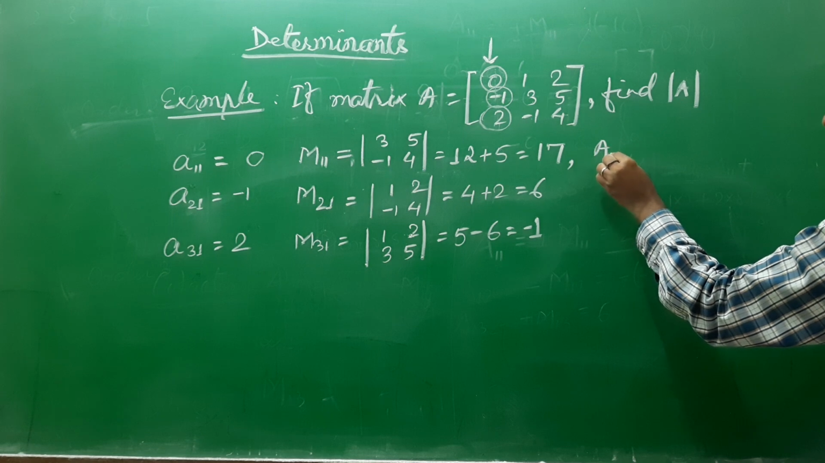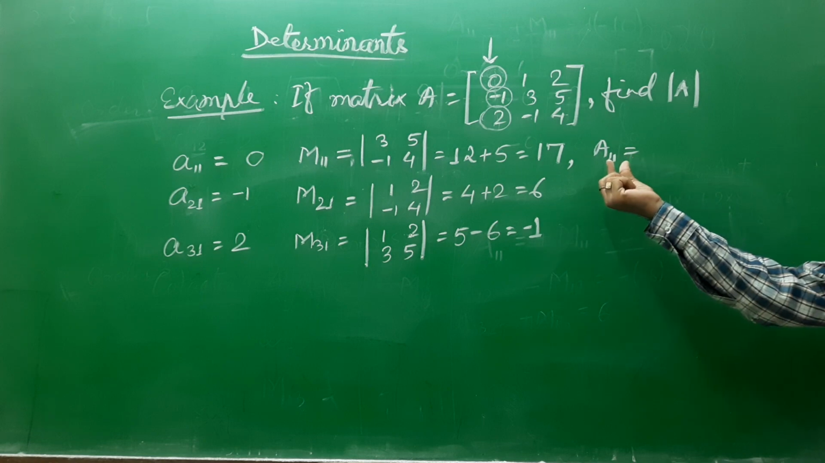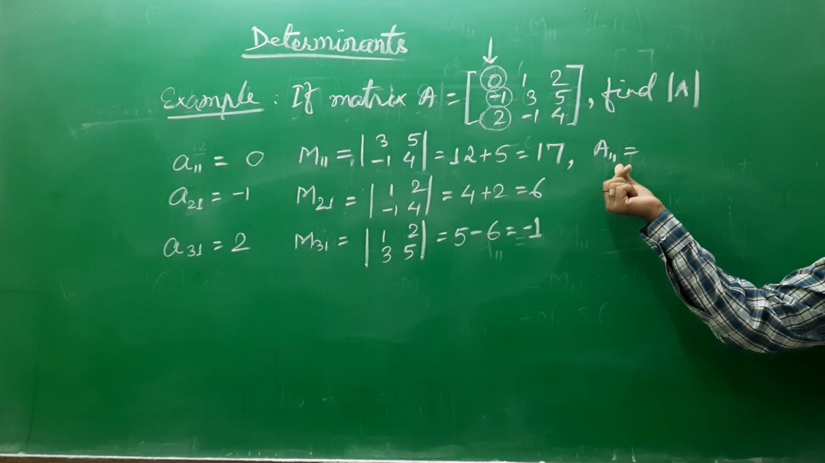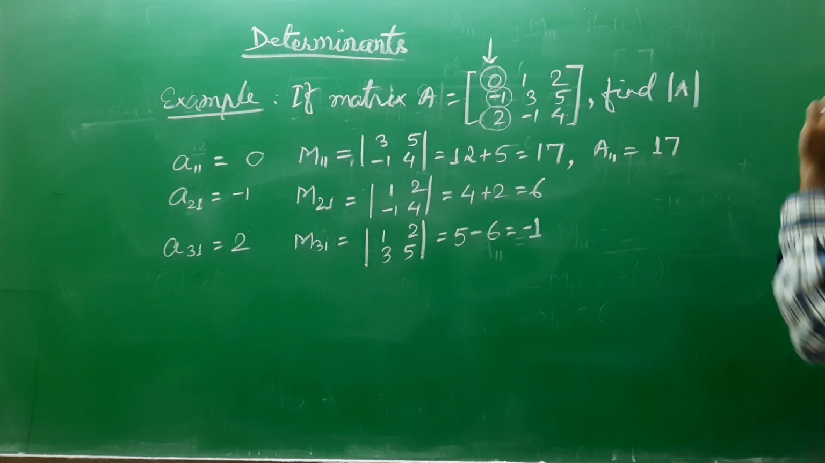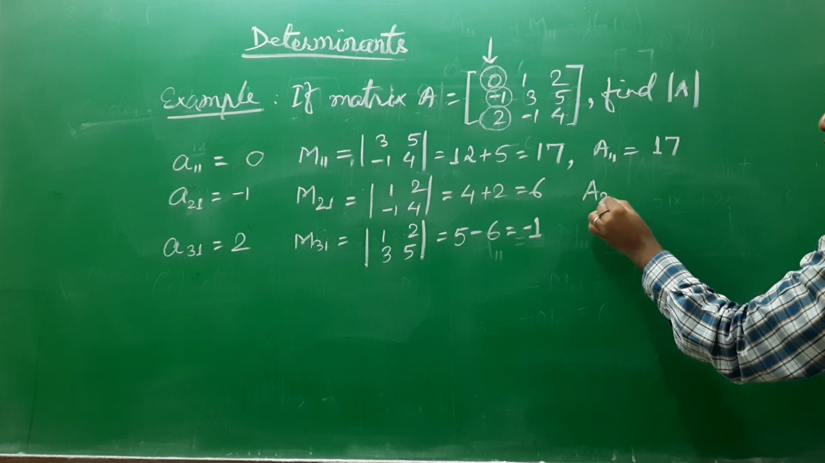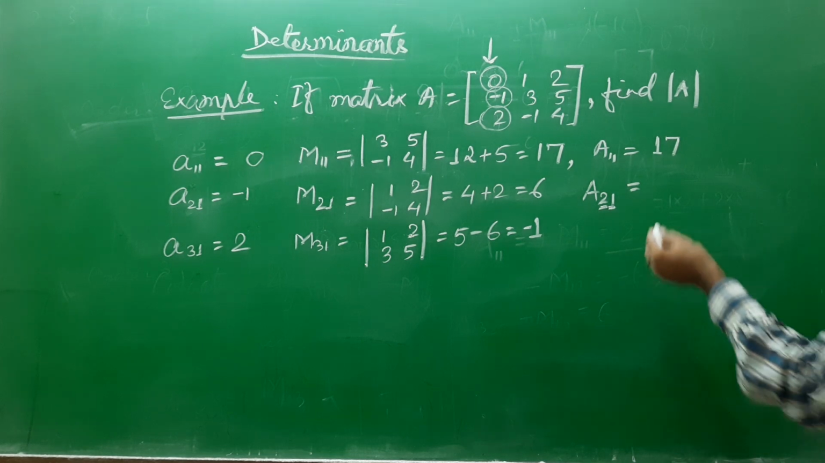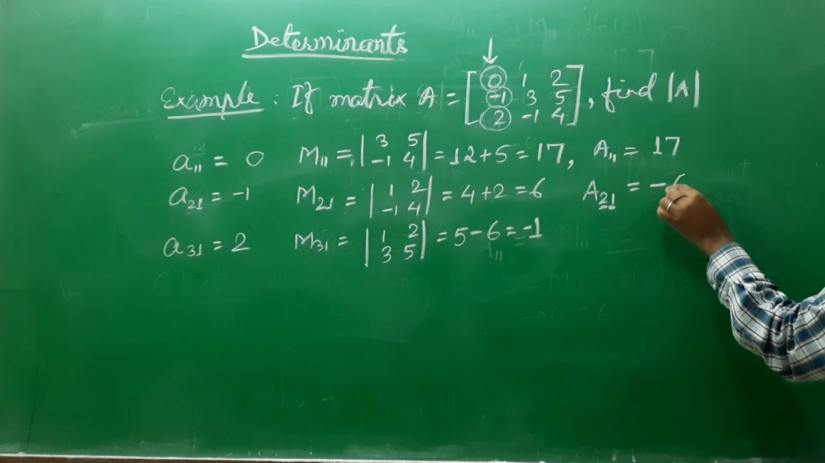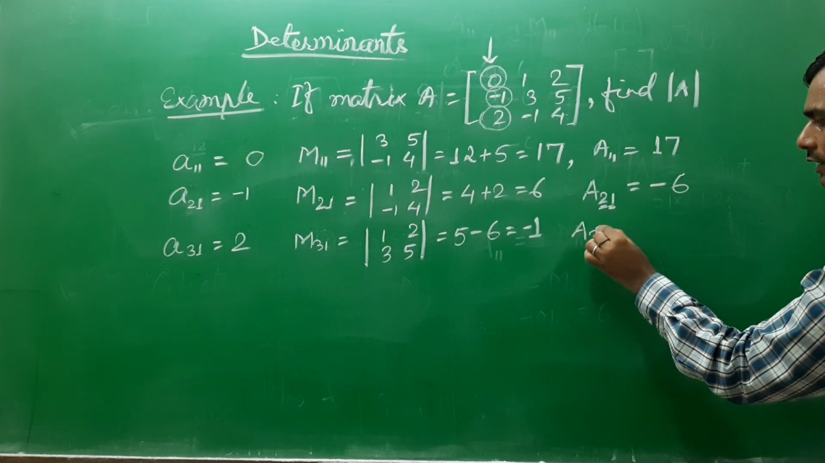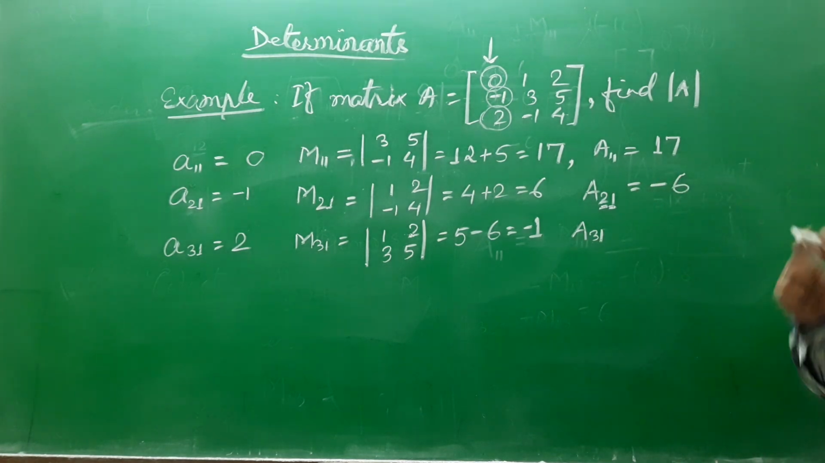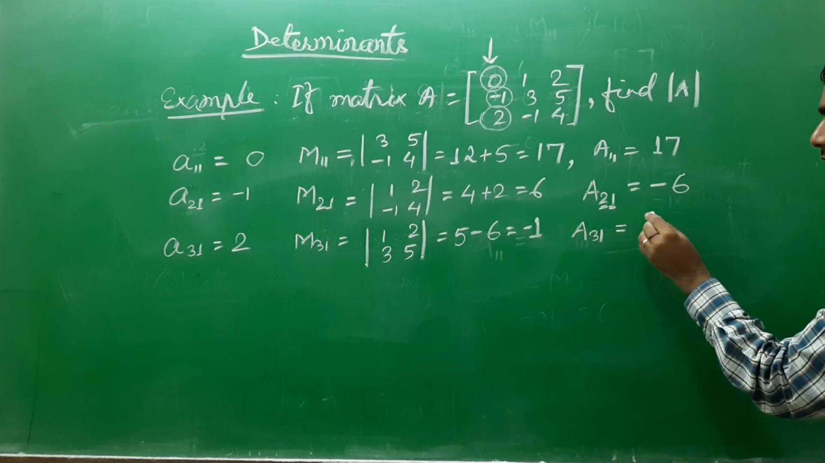Now look for the cofactors. Directly we can also write A11. What is the sum of 1 and 1? 2, an even number. So directly M11, it is 17. Now A21. Look here, the sum of these two is odd. So it is minus of the minor, whatever minor is there, minus of that. Then A31: 3 plus 1 is 4. It is even, so directly the minor, minus 1.